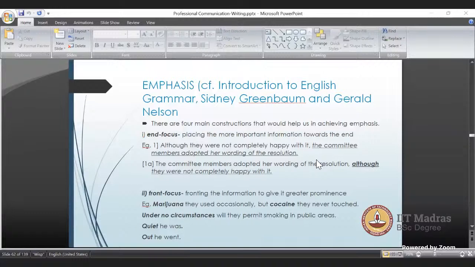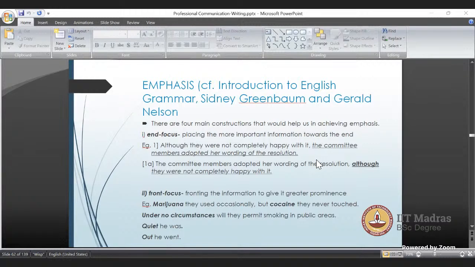But imagine that is what you wanted to emphasize on. In this case, out he went, quiet he was. Under no circumstances will they permit smoking in public areas, right? So all of them, the point here, the needed focus and the prominence is on the words that you see in bold.